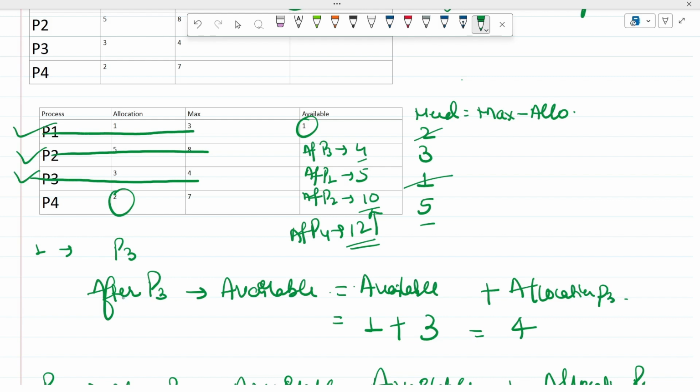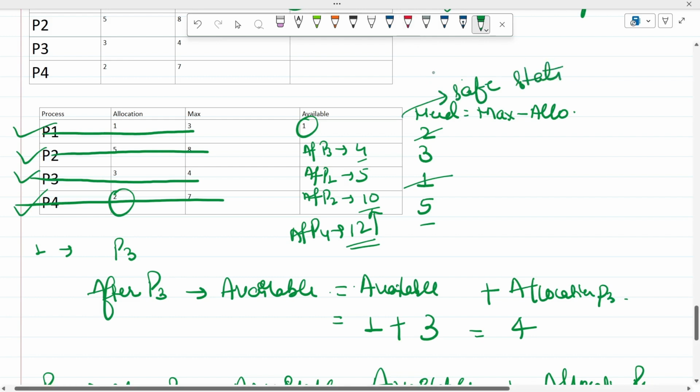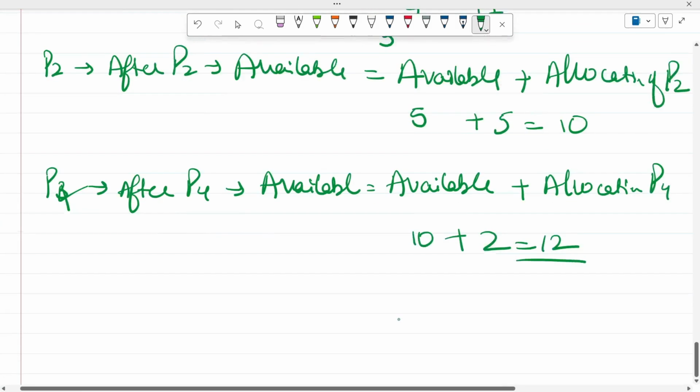So, does it satisfy all the processes? Now, all the processes are completed. Yes, all the processes are completed. If all the processes are completed with the available resource, then we can say that this system is in a safe state. So I hope you understand how we check whether the system is in a safe state or not.